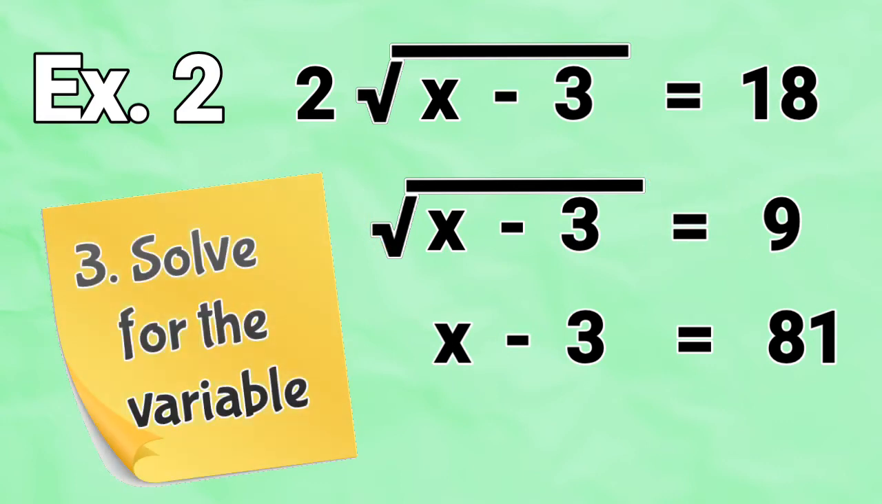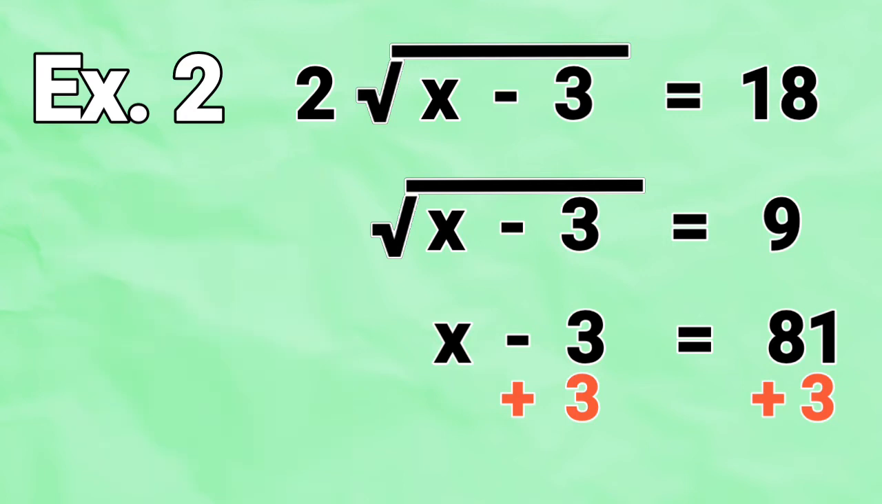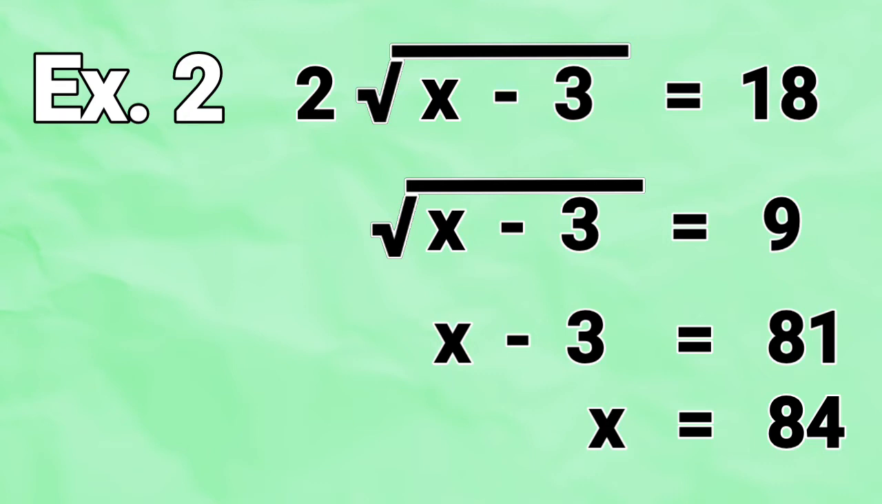Our third step is to solve for the variable. So we'll add 3 to both sides of the equation, and we get x is equal to 84.